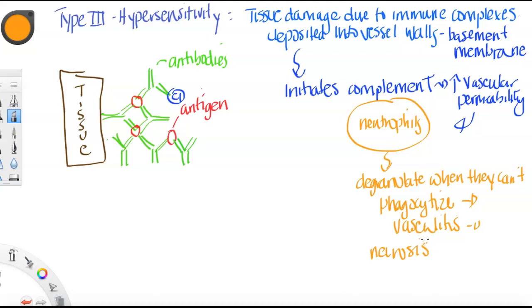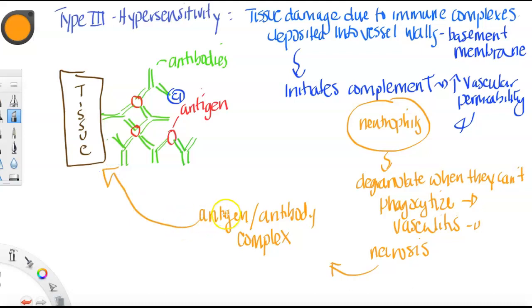So this clump of antigen-antibody complex, now that it's gone through, it's gotten into the interstitial space, then it goes towards the tissue, and it lodges into the tissue. And once it lodges into the tissue, of course, it causes inflammation.